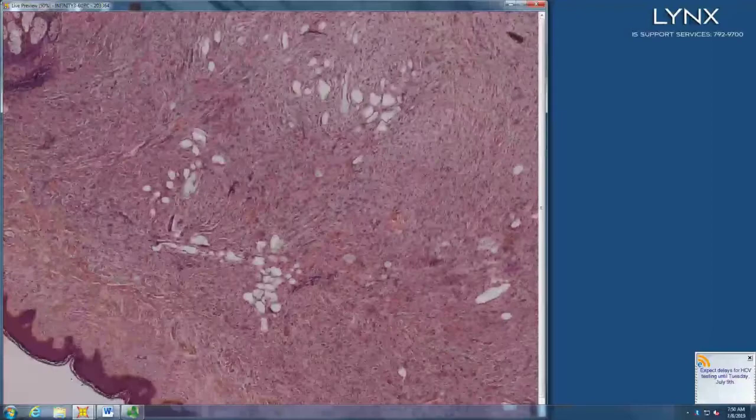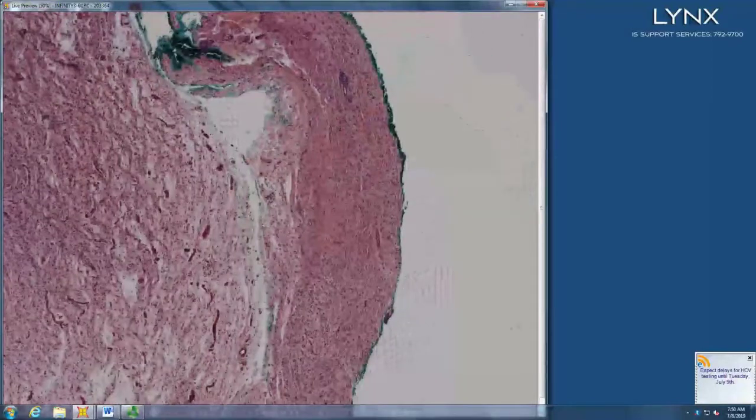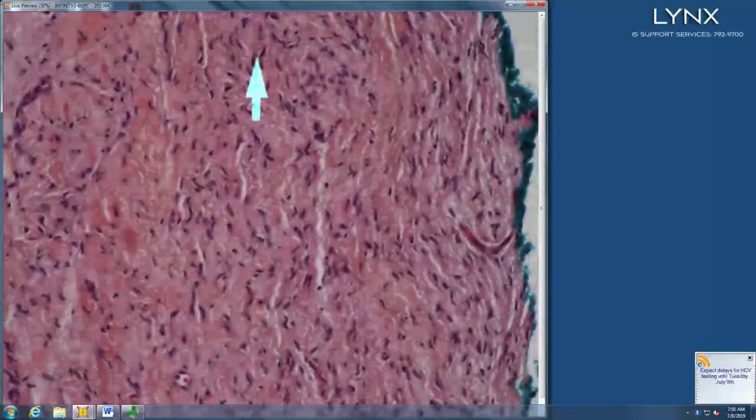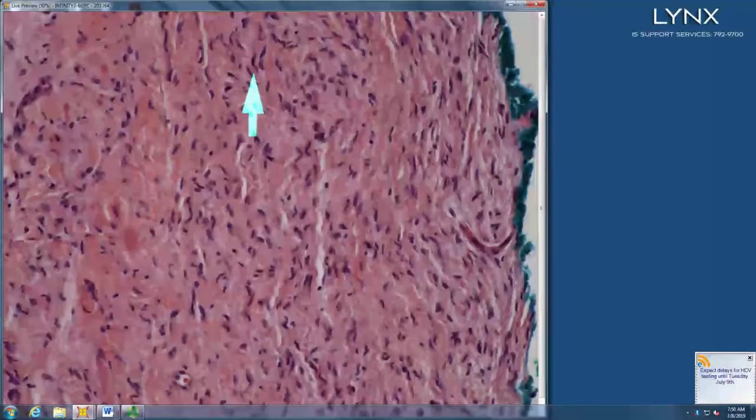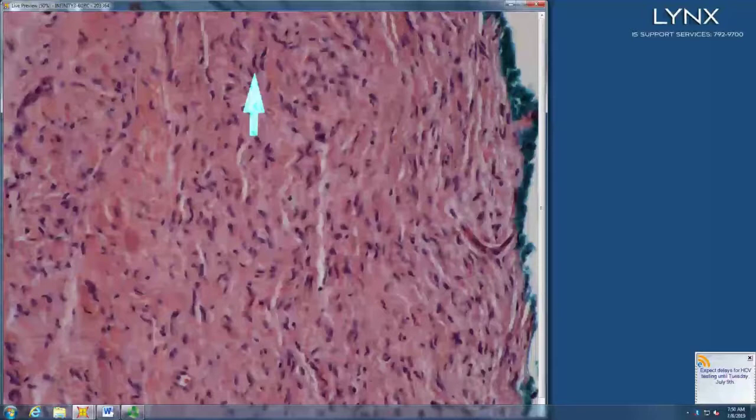This is really big. It goes really deep. Spindle cells, and they're straight as an arrow. No, they're curved. Some might even say wavy, like neural. And it's kind of loose and myxoid. So what do you think this is?